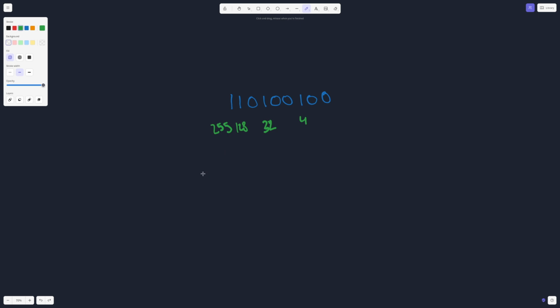So we're going to have 255 plus, 256, sorry. 256, 128, 32, and 4. Add those together. We're going to have, well, we already know the answer. If you were to go through this addition, you would end up with 420. And that's how we convert from binary to decimal.